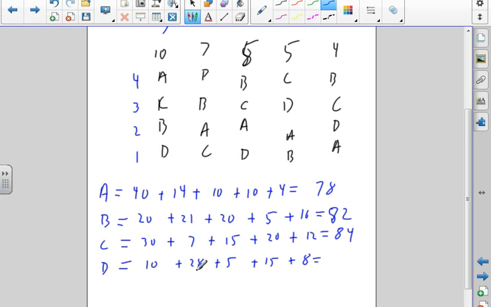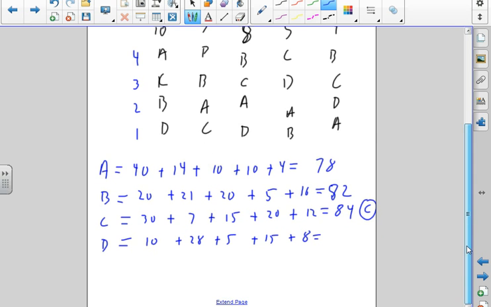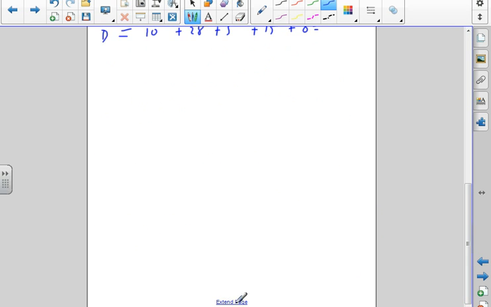10, 30, 40, doesn't matter. 84 has it. So C is the first place guy. All right, now I got to redo the chart without C. Yeah, I know. Pain in the butt. See if I can even get the right problem.